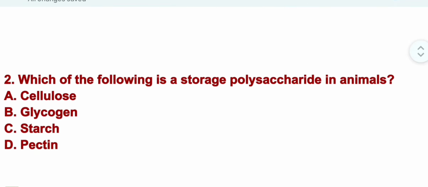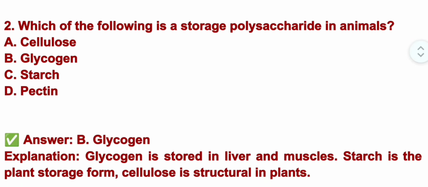Question number 2. Which of the following is storage polysaccharide in animals? The correct option is option B. Glycogen. Glycogen is stored in liver and muscles. Starch is the plant storage form. Cellulose is structural in plants.